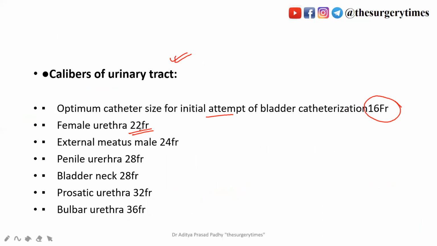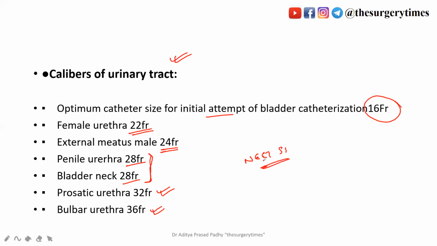I have written it from smaller to greater. So the external meatus in male is 24 French. Penile urethra and bladder neck are 28 French, whereas prostatic urethra is 32 and bulbar urethra is 36. Remember the sequence. Once it came in the recent NEET SS examination. So it is very, very important.